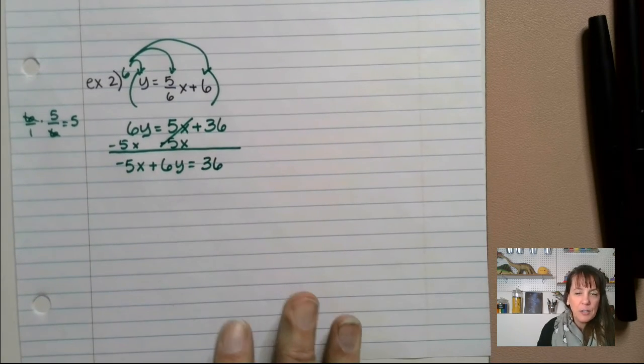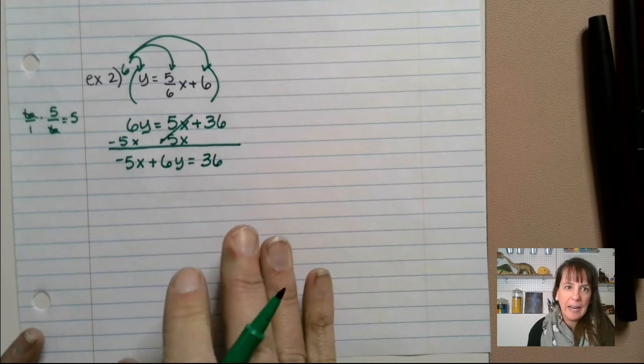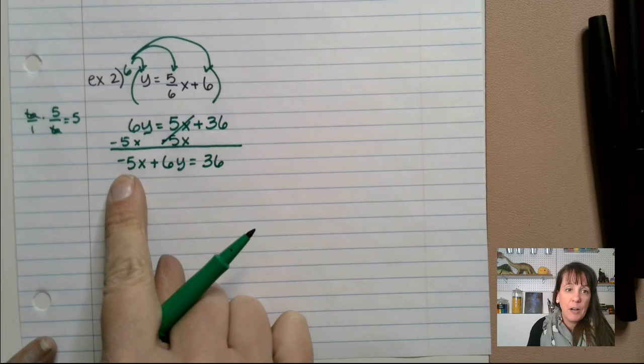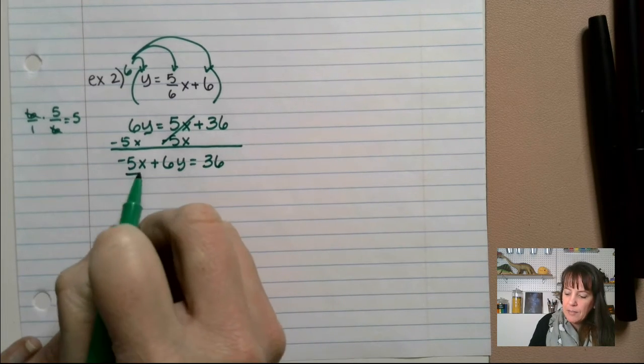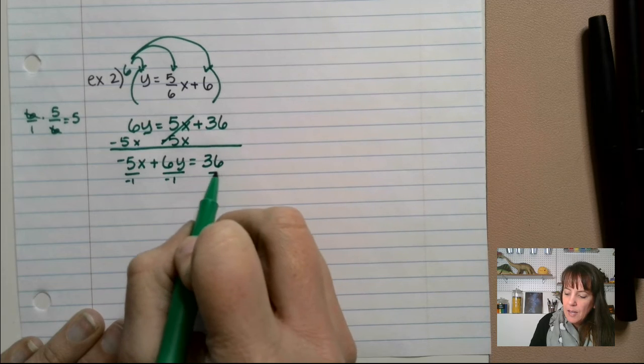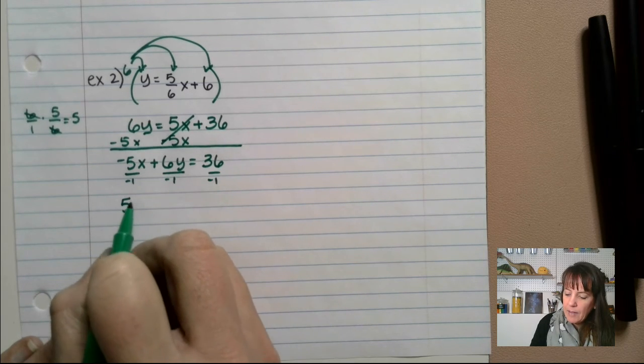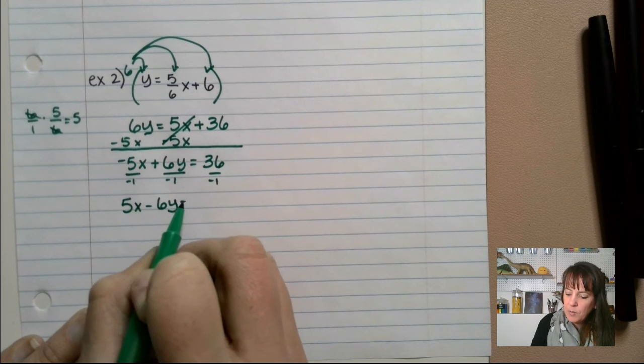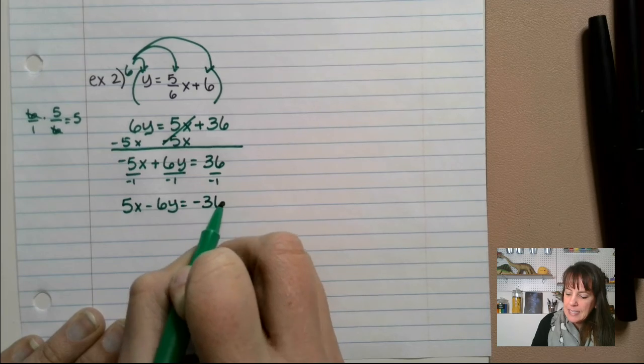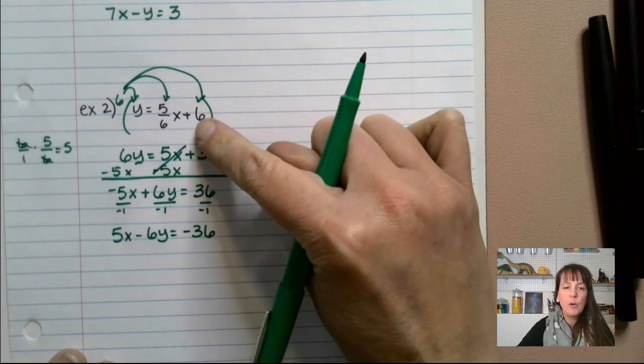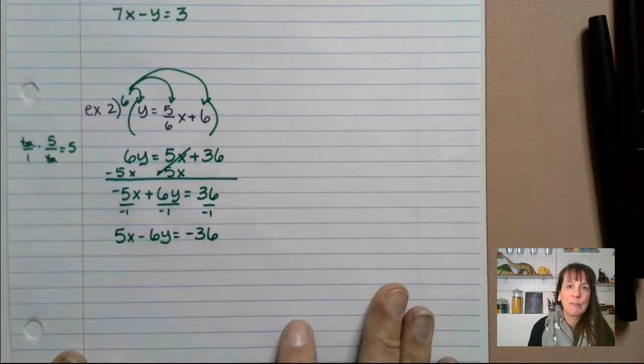Now, again, this is close to standard form, but we don't want to have a negative in front for our a. So we're going to divide everything by a negative 1. And when we do that, we get 5x minus 6y equals negative 36. So we have gone from slope-intercept form into our standard form.